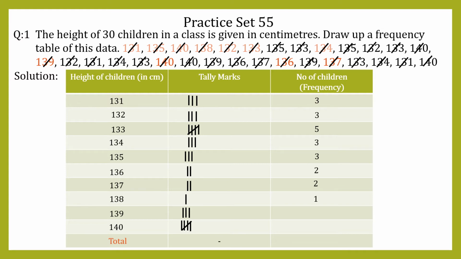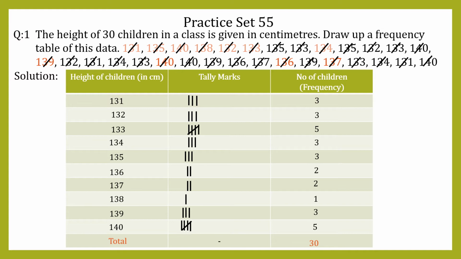For 137, we can see 2 tally marks. So frequency will be 2. For 138, we have only 1 tally mark. For 139, we have 3 tally marks, which means there are 3 children in the class whose height is 139 centimeter.